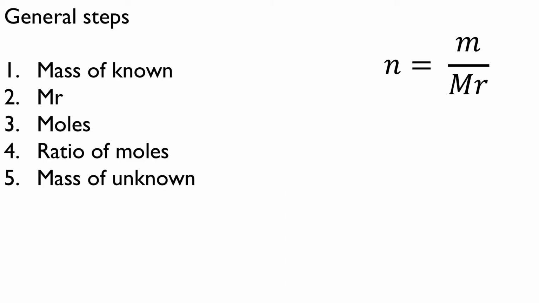But how you do this is you take the mass of the known and you work out the MR, you work out the moles of the known. So by known I mean this is the one you know the mass of, so the mass is known.